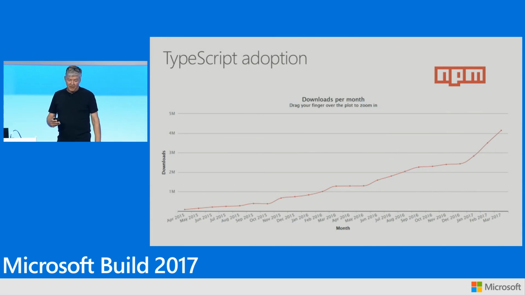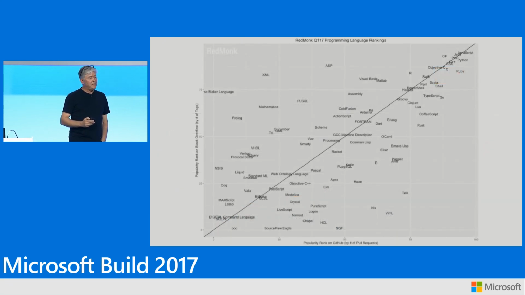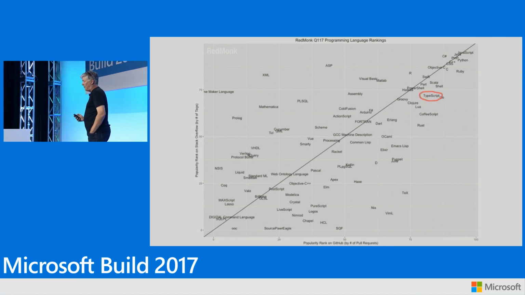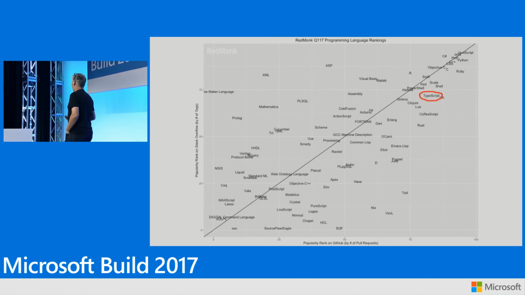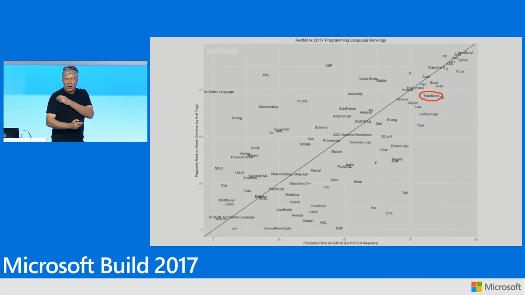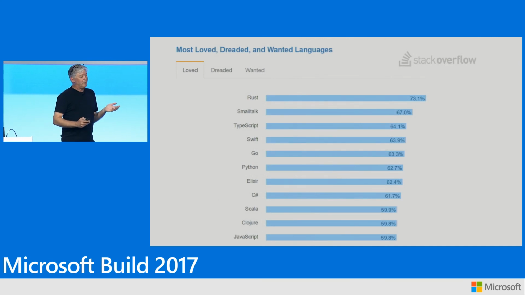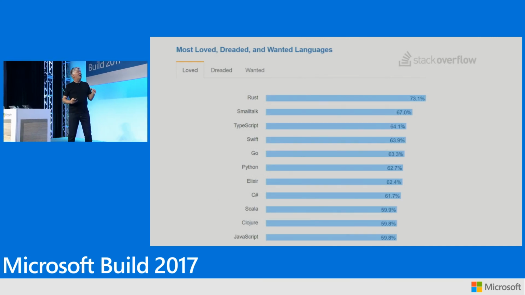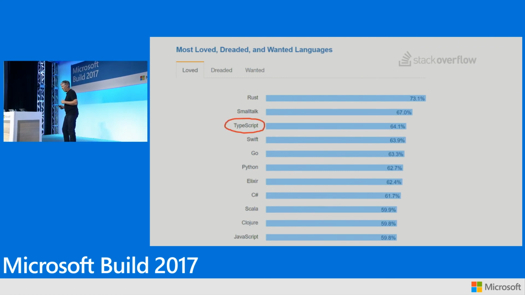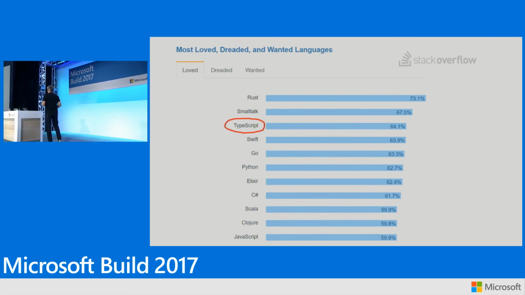TypeScript adoption, we are growing by leaps and bounds. We're up to more than 4 million downloads per month now on NPM. We recently made it into the top 20 programming languages in RedMonk's survey. We're up there now as number 17 with Scala and Swift. So it's great to see that the community is really picking up on TypeScript at this point. One that particularly made me happy is that we are now in the top 3 most loved programming languages on Stack Overflow.